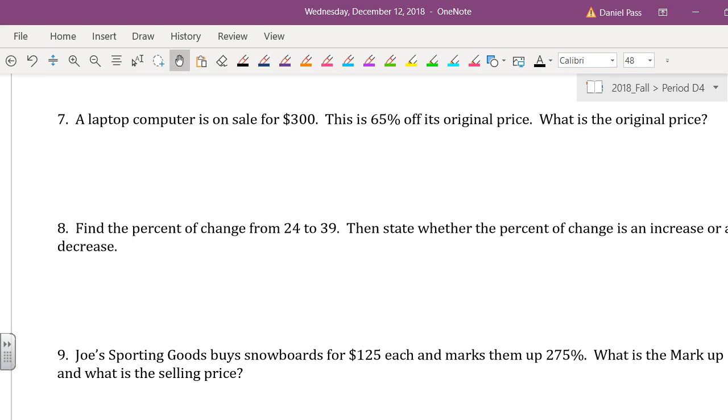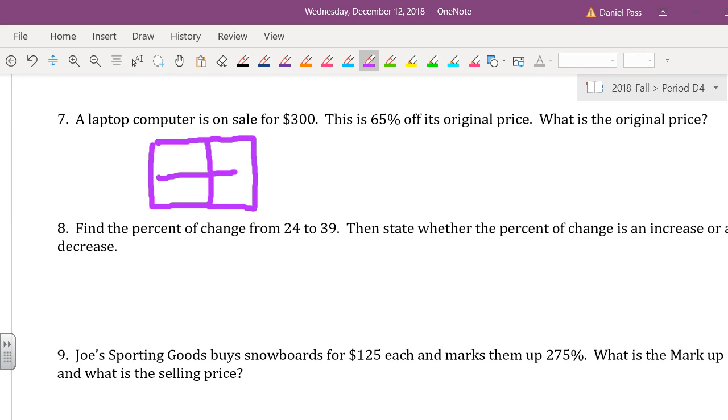And purple. Okay, a laptop computer is on sale for $300. This is 60% off of its original price. What is the original price? Well, I would do a box method. Okay, so 300 goes on the top left. 300 is on the top left. 65 goes on the top right. Okay, hold on. Alright, so 100's down here. What do we put up here?